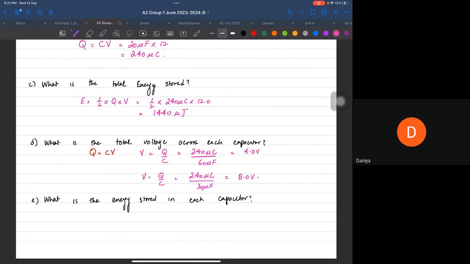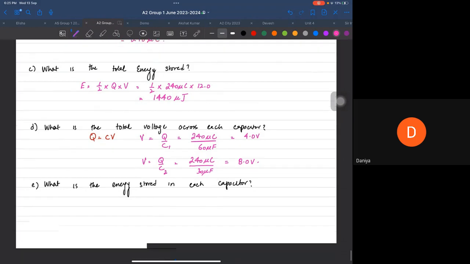So this is the capacitance one. If you follow this method, you already know that you just need to find the total charge using total capacitance and total voltage. Once you have that charge, each capacitance will have the same charge in series. This is all you need to know.